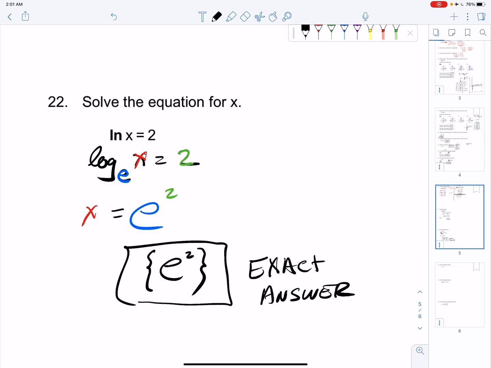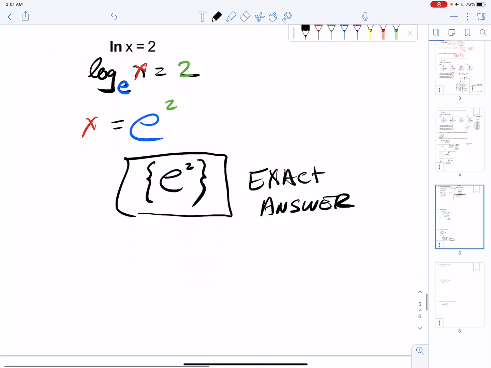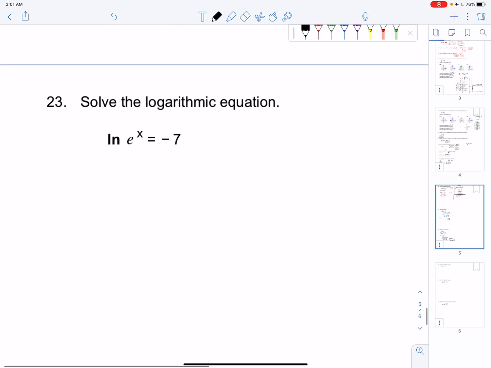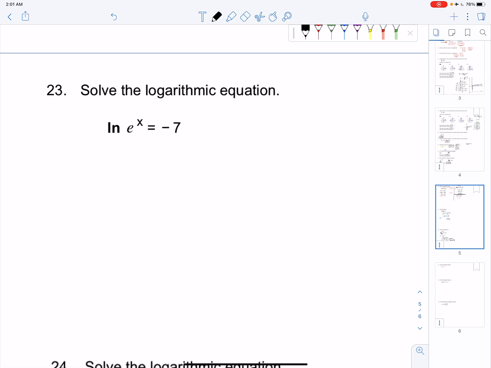Once you put in the calculator, it's called an approximate answer. Sometimes they want exact answers. Sometimes they want approximate answers. So you have to look at the directions and look at the input. Okay. Number 23, we're getting there.